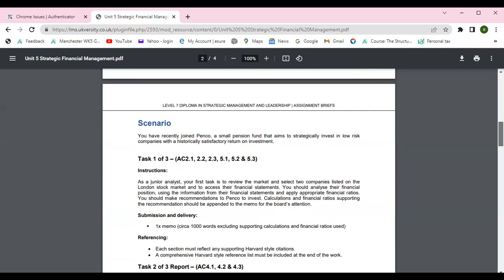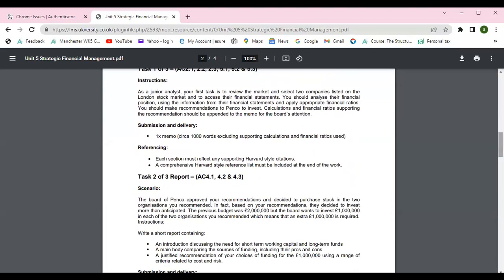We have task 1. In Task 1, we've been given the scenario. You're a junior, recently joined a small company, and are in a position to fund and strategically invest in low risk companies, because when we say low risk, we expect low return, but we need to diversify and we can maximize our return. That's really what we need to be as a financial analyst.